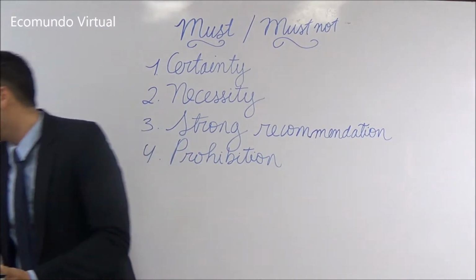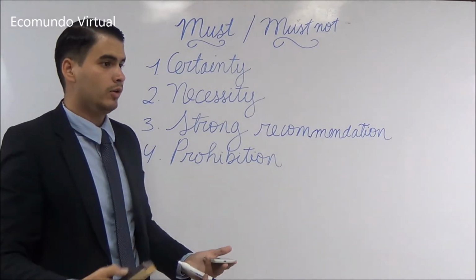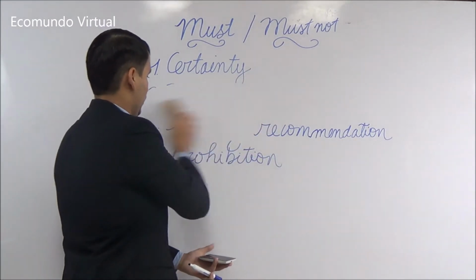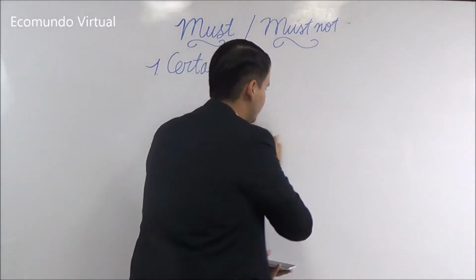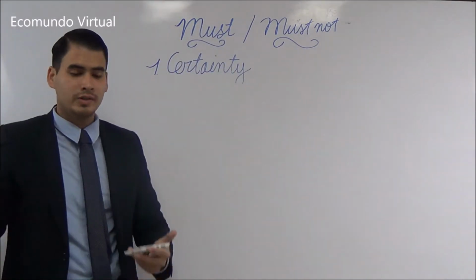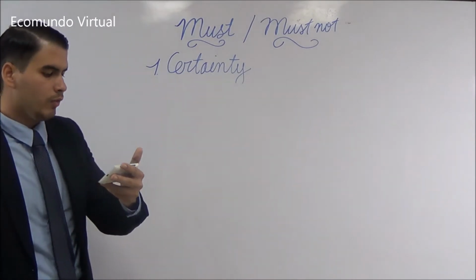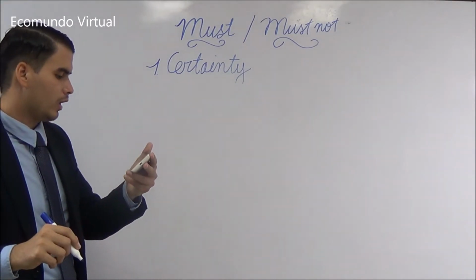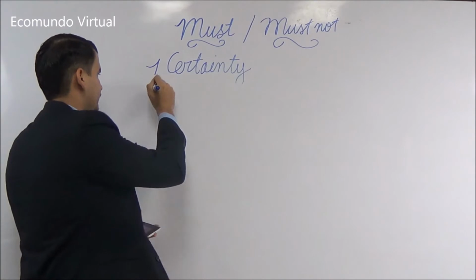Now I'm going to give you some examples in order to identify the proper rule. Certainty. For example, here we have a common exercise. Let's see.